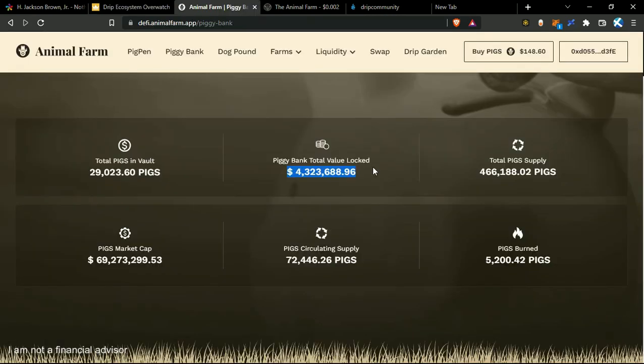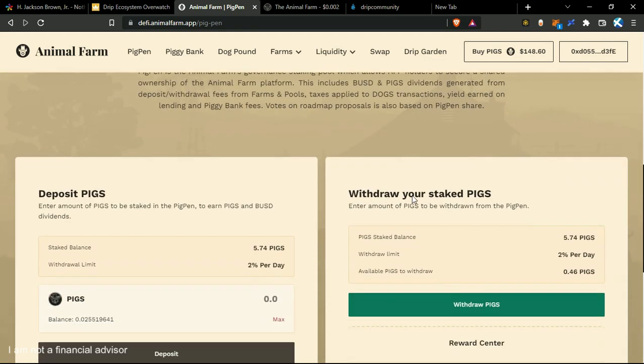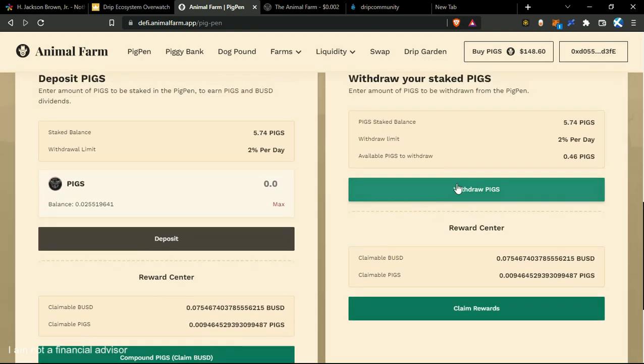And over here in the piggy bank, total value locked today is $4,323,000. And of course, I would love to see this number double or triple. And I believe once the farms go live, the potential is really there. And over here in this pig pen, look at the total value locked today, $42,857,000. And as we scroll down and look at my pigs, you can see I'm at 5.74 pigs today.